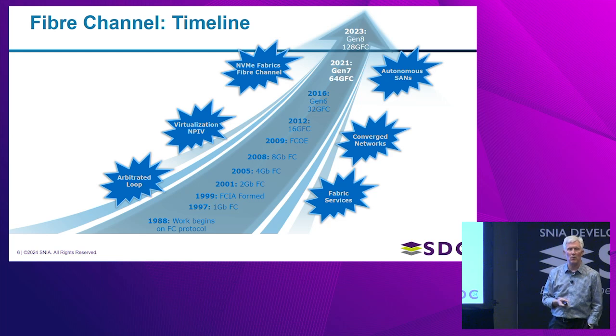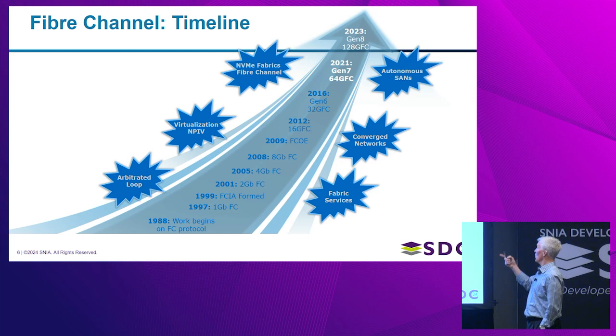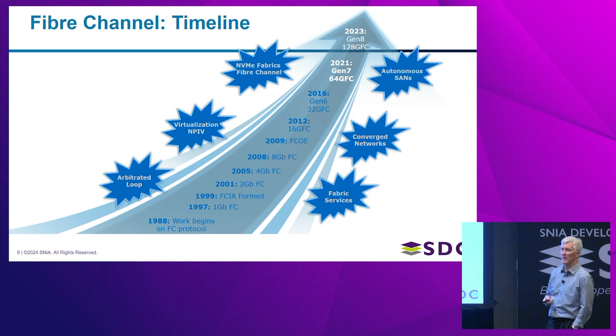And we'll touch on a few of those features, such as fabric notifications, as well as our investment into the management of NVMe in a Fibre Channel network. Topping it all off was the 128 gig specification, which was completed in late 23 and published in 24.